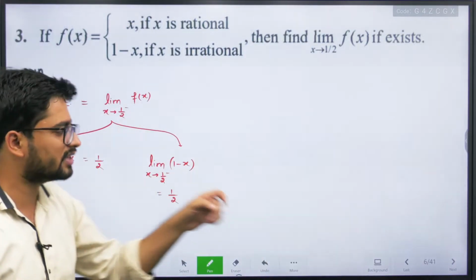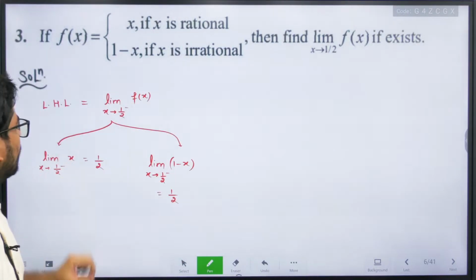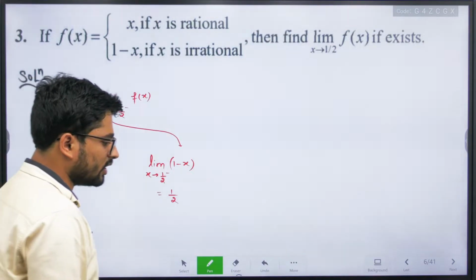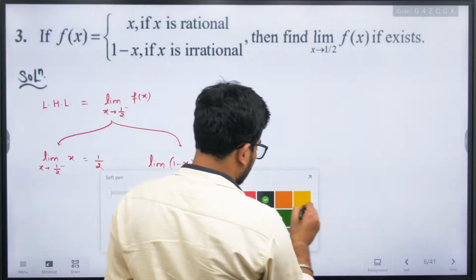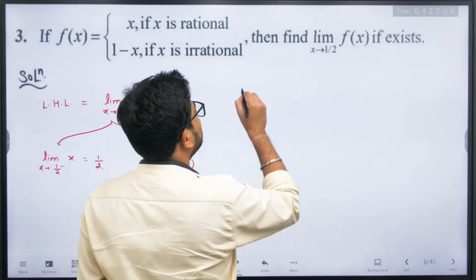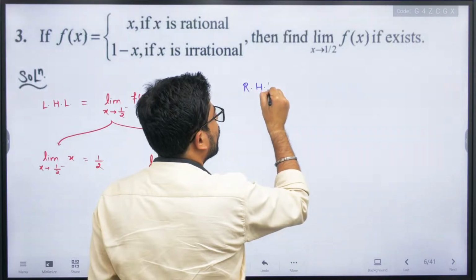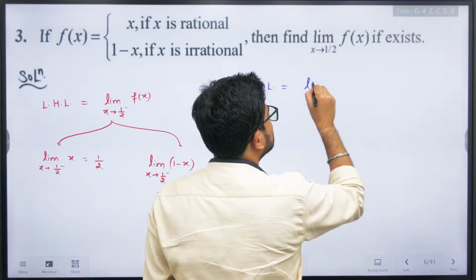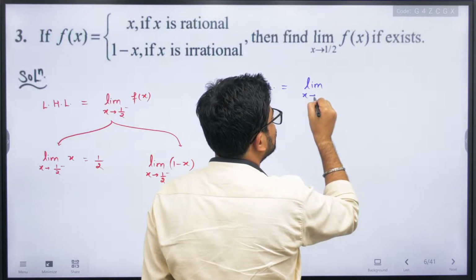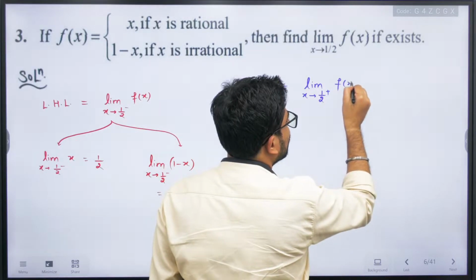From the left hand side, you can say that is half. So this thing is half. LHL is half. Got it? Now next one is the right hand limit. So now let's calculate your right hand limit. So the right hand limit is limit x tends to half plus f of x.